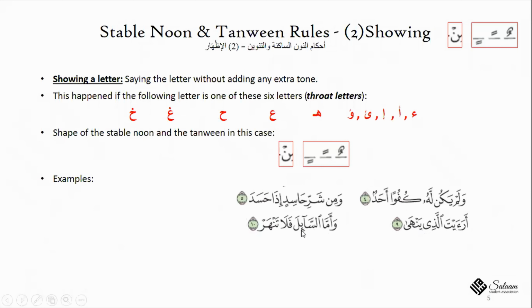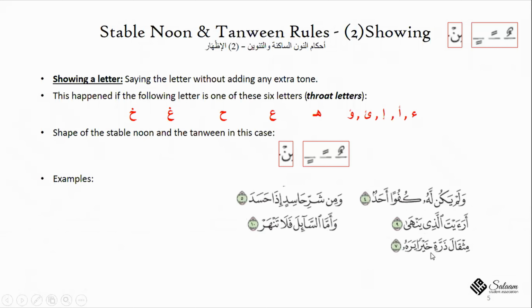وَأَمَّا السَّائِلَ فَلَا تَنْهَرْ. Don't forget that we said that the meem with shadda will have a complete tone. So this one, وَأَمَّا السَّائِلَ فَلَا تَنْهَرْ. تَنْهَرْ. I said the noon completely.